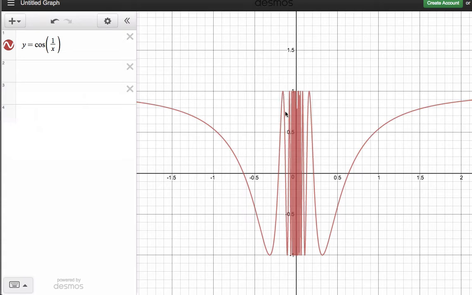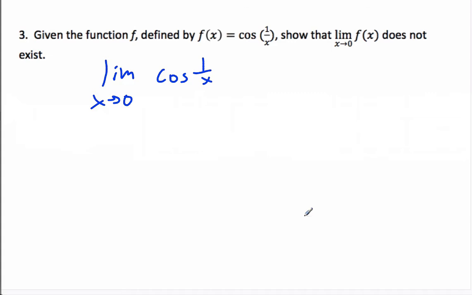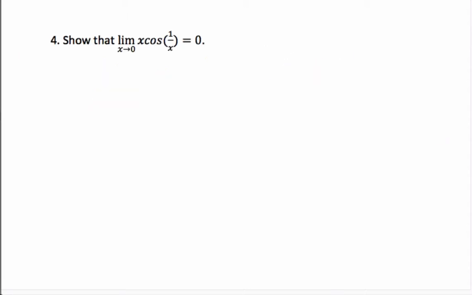Here's the graph, and you can see that it keeps oscillating more and more as x tends to 0. It's almost like the limit is simultaneously 1 and negative 1, and that's what the proof involves, showing that one subsequence converges to 1 and another converges to negative 1. So the limit does not exist because those two values are not equal. The limit of this one does not exist.